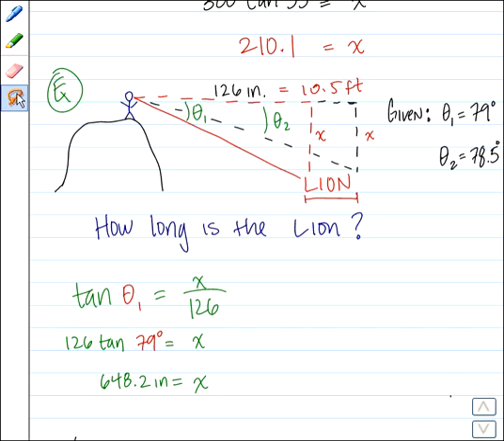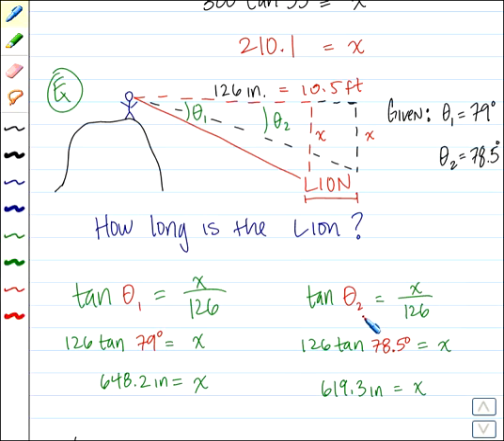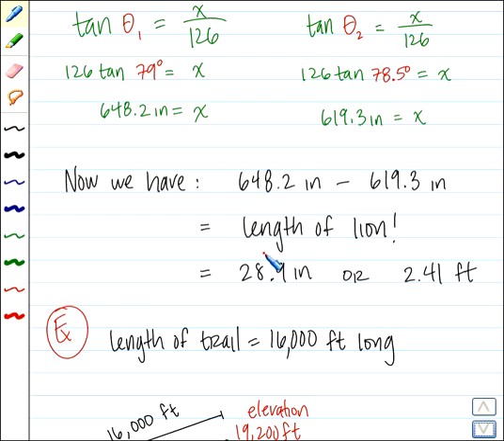Welcome back, folks. Alright, let's go ahead and take a look at the rest of the solution of this problem. We got the tangent of our second angle is equal to x over 126. That gives us 126 tangent of 78.5 equaling x. So that equals 619.3 inches long. Alright, well what we have to do now is subtract the distance we found here, 619.3, from 648.2 to be left with the length of the lion. Now what we're going to end up with is 28.9 inches.